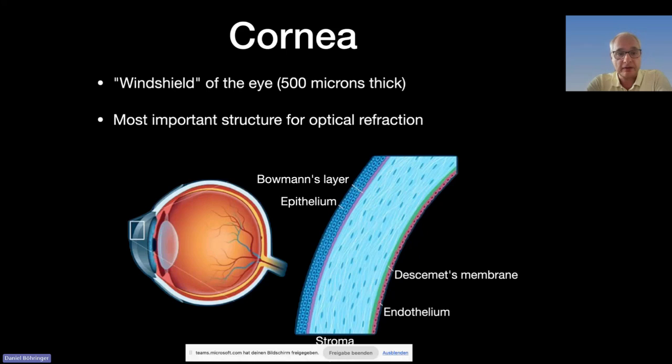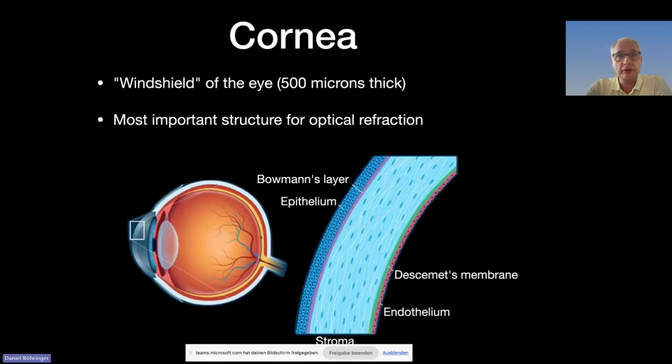It's 4 times or 3 times more powerful, for example, in comparison to the crystalline lens. That's also important for refraction. But the cornea is much more powerful and more important for refraction.